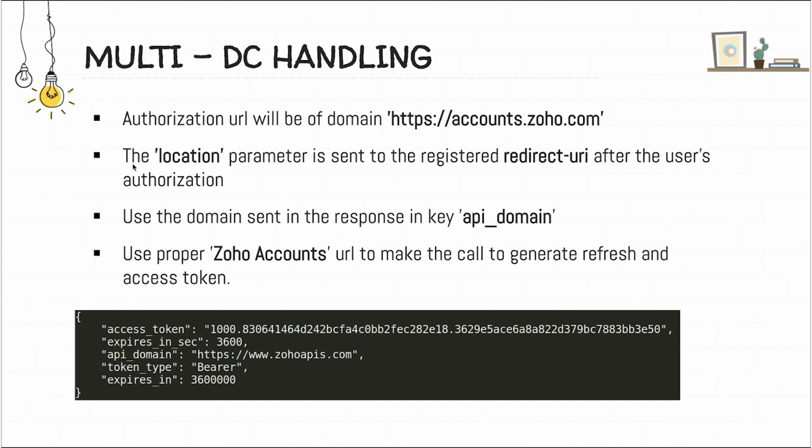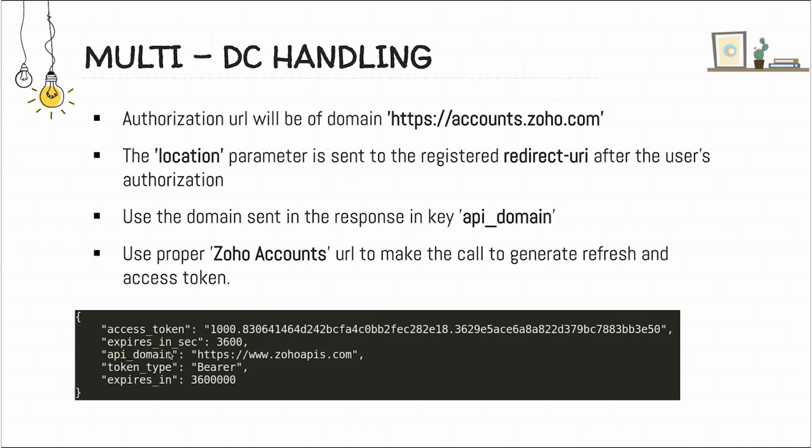And based on that location, once you use the grant token to generate access and refresh tokens, you would be able to get an output such as this: the access token, the expiry, and the API domain here.